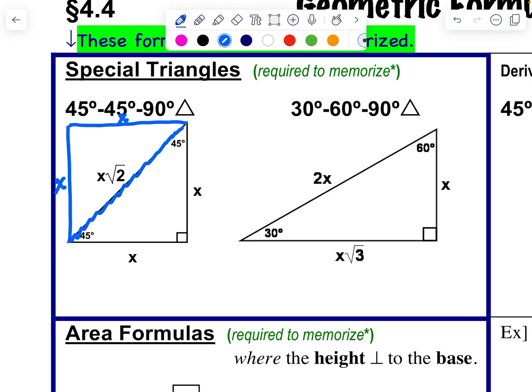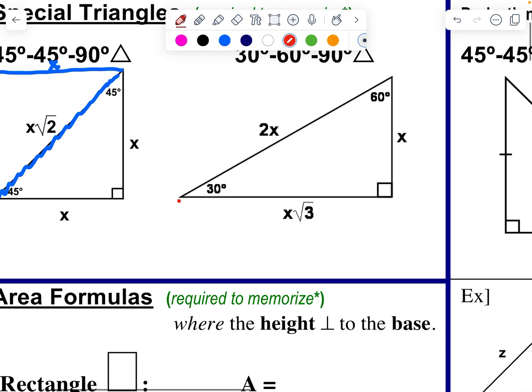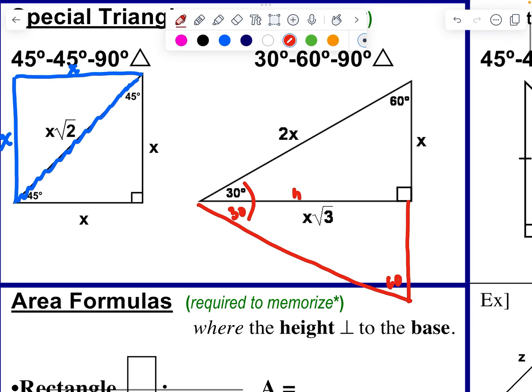The 30, 60, 90, what you need to know is that this comes from the idea of an equilateral triangle, where all the sides are equal. This would end up being the height of the triangle. If you think about an equilateral triangle, this would be 60 degrees. Up here, this would be 30 degrees, and together these would create 60. So now we have a 60, 60, 60 triangle. Just understand the relationship between these.